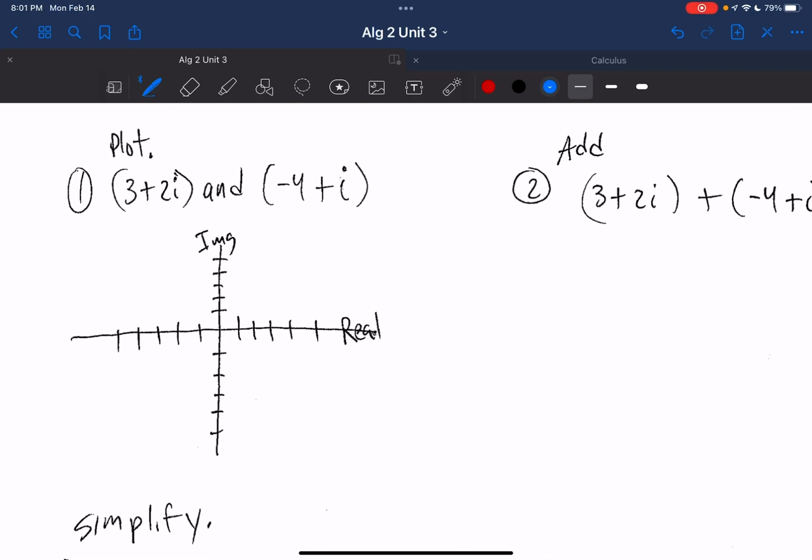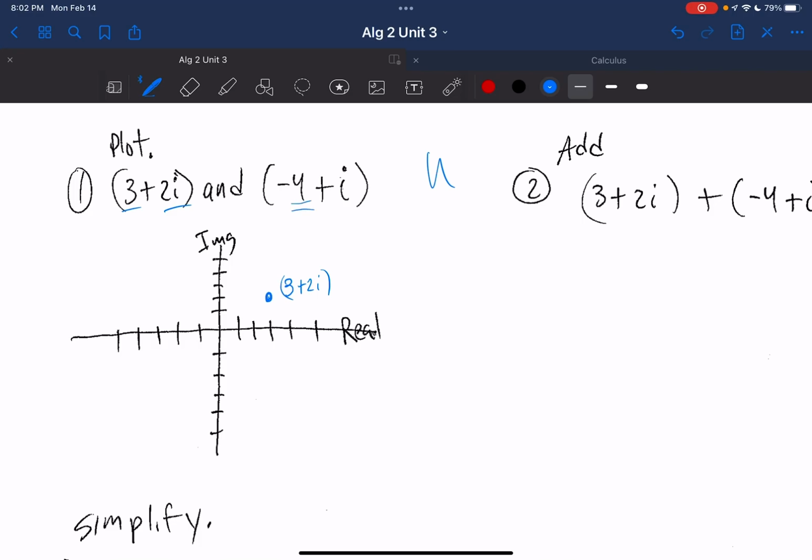So the first thing we're going to do is plot these 2 points. I'll write in blue. I'm going to go 3 in the real direction and 2 in the imaginary direction, so I go 1, 2, 3, and then up 2. If I wanted to be fancier, I would have fancy graph paper. So 3 plus 2i is what I just graphed.